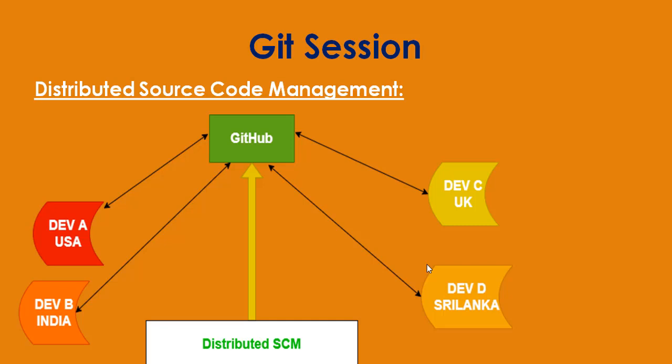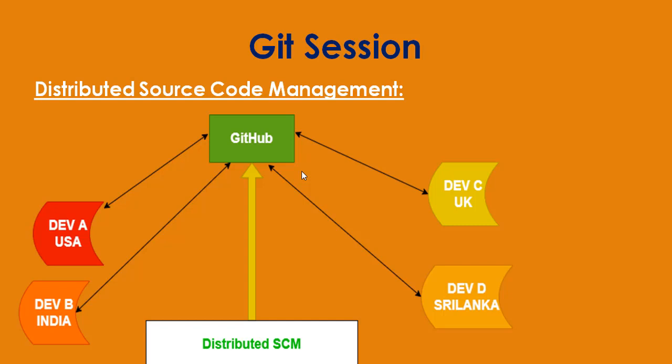So everyone can access GitHub remotely using internet access instead of from a local machine individually. So GitHub can be accessible by everyone remotely. That's why it is called distributed source code management, because every developer or user can access GitHub remotely at any place, anywhere in the world. They can access it everywhere.